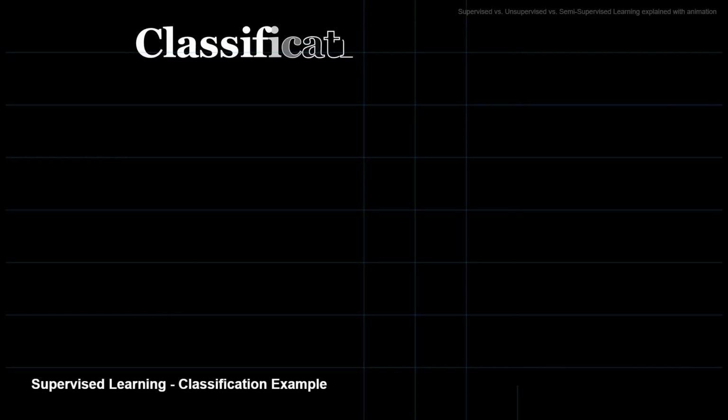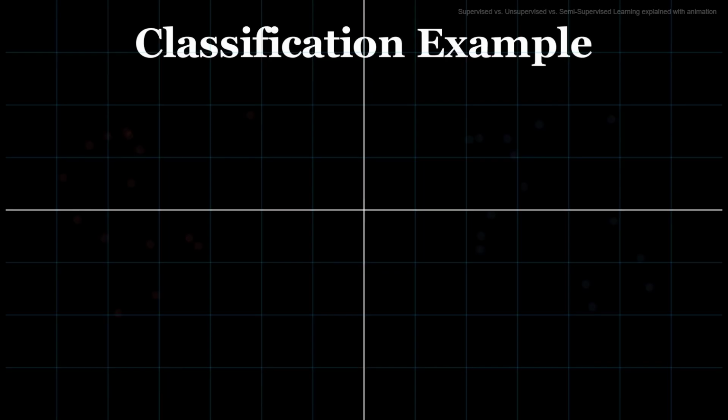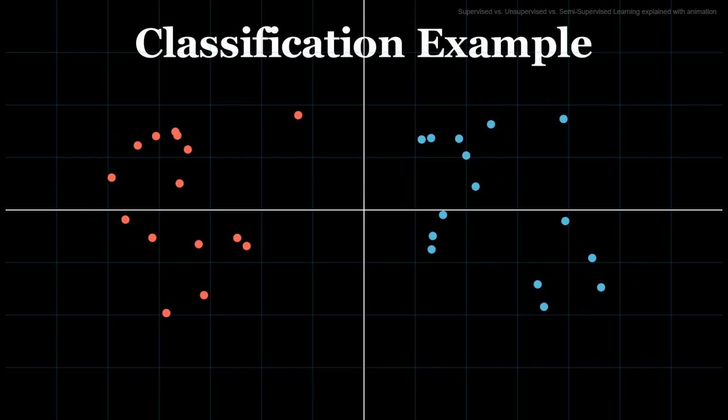Let's see supervised learning in action with a classification example. Here, our goal is to classify new unseen data points into one of our predefined categories, like red or blue. The algorithm learns from the labeled examples to draw a boundary or decision surface that best separates the different classes. Once this boundary is established, when a new unlabeled data point arrives, the model simply checks which side of the boundary it falls on and assigns it the corresponding label. This is a powerful way to make predictions for new data based on past observations.